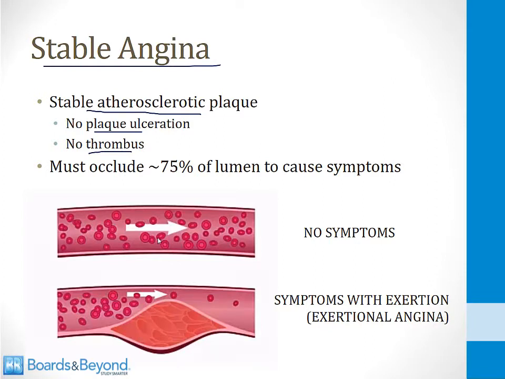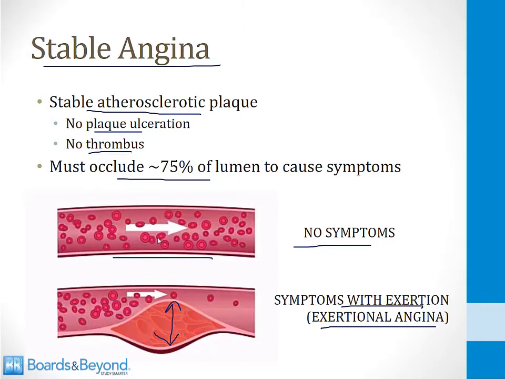Now, in order for symptoms to occur from a coronary plaque, that plaque must occlude at least 75% of the lumen. So if you look at the bottom of the screen, a normal vessel is shown here, and this leads to no symptoms. At the bottom, we have a plaque that has grown to obstruct 75% or more of the lumen. When this happens, patients are generally comfortable and pain-free at rest. However, when they exert themselves and they increase the myocardial oxygen demand, that leads to exertional angina.